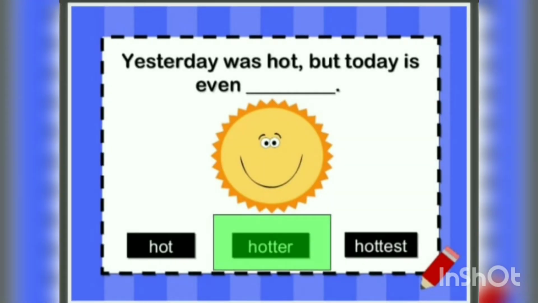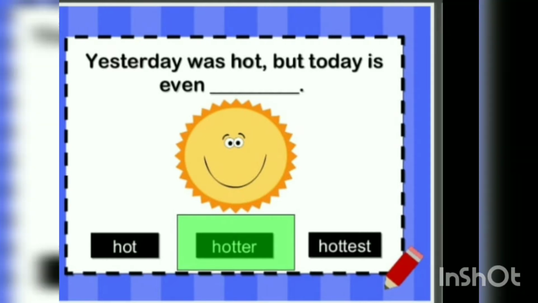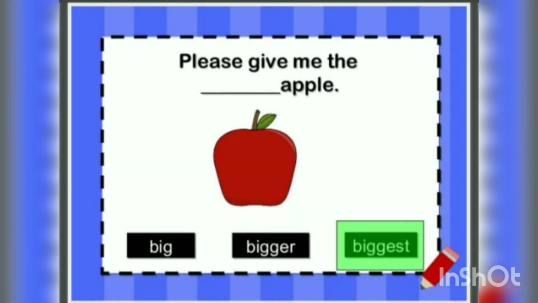Yesterday was hot, but today is even what? Hot, hotter, hottest. The right answer is hotter. Please give me the dash apple. Big, bigger, biggest. Biggest is the right answer, children.